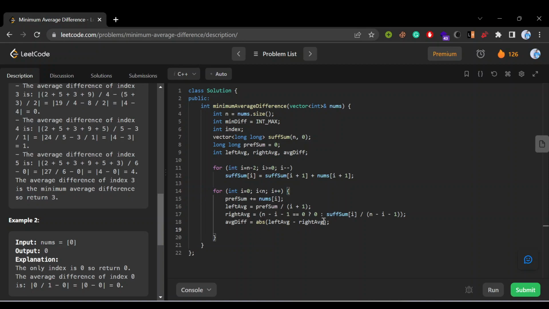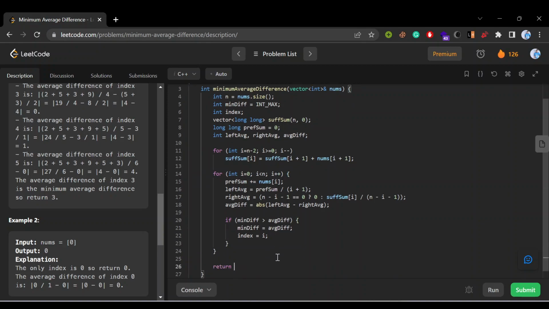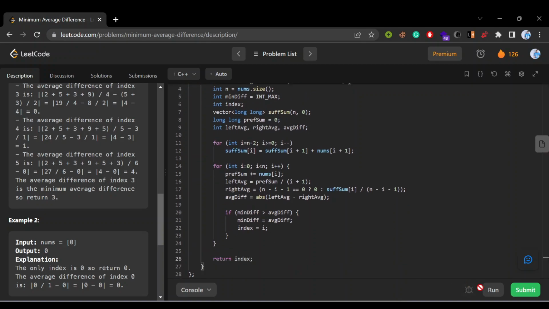Sorry for that. Now we have the condition. If the min difference is greater than the average difference, then first of all update the min difference value. Now it will be the average difference, and the index value is now changed, and that is I. After that we can simply return the index, and let's see if this will run.